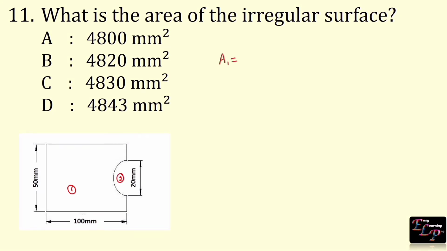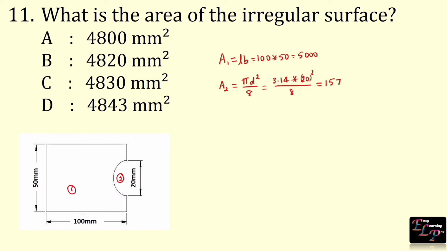Area of first shape is length into breadth, 100 into 50, which is equal to 5000. Area of second shape, the semicircle, is pi d square divided by 8. Pi is 3.14 into diameter 20, so 20 square divided by 8, which is equal to 157.